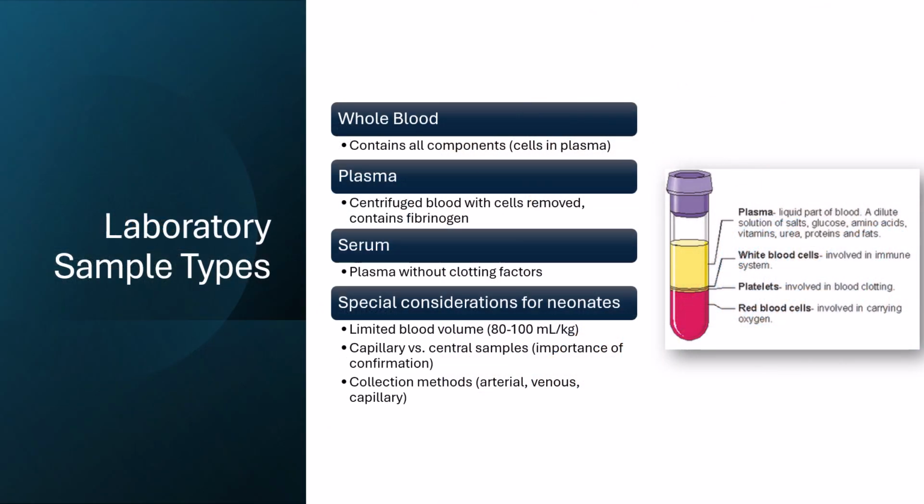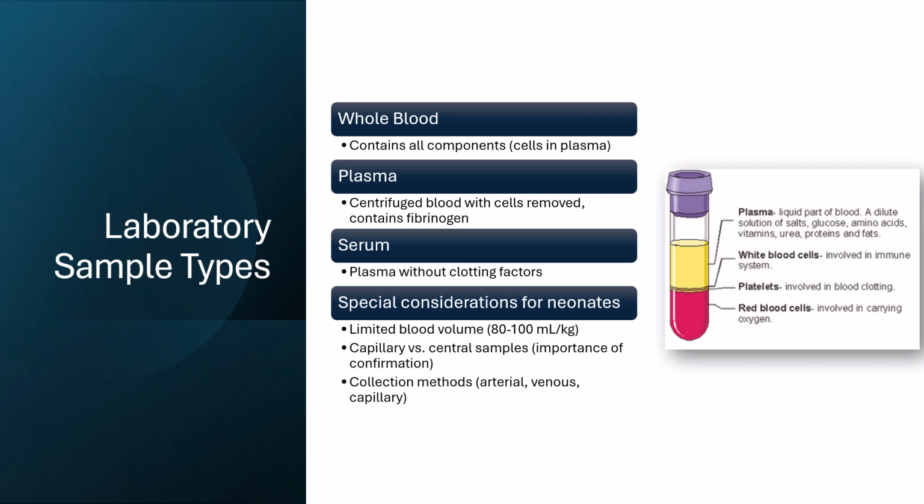Understanding sample types is fundamental. Whole blood contains all components: red cells, white cells, and platelets suspended in plasma. Plasma is what's left after removing blood cells by centrifugation, and it still contains fibrinogen. Serum is plasma without clotting factors. For neonates, remember they have a limited blood volume of only 80 to 100 milliliters per kilogram. This means a 1 kilogram infant has just 80 to 100 milliliters of total blood volume.